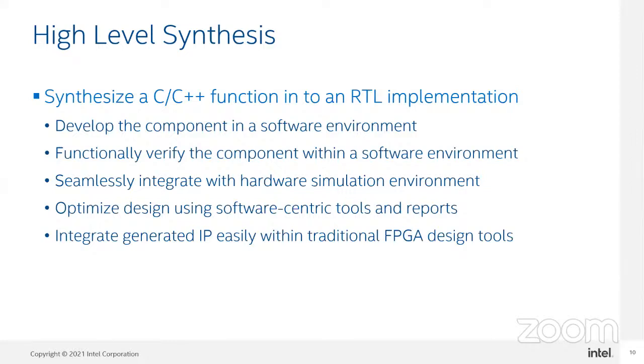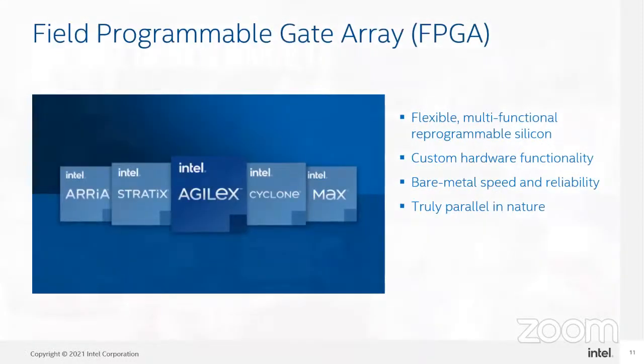Right. So now our objective is, you take a C or C++ function and we need to convert that into an RTL implementation. First, we should develop the component in a software environment and functionally verify the component within the software environment, and seamlessly integrate that with the hardware simulation environment, and we optimize the design and integrate that IP with the traditional FPGA design tools. This is the flow which we are going to follow. But whether it is advantageous, that's what we are going to see.